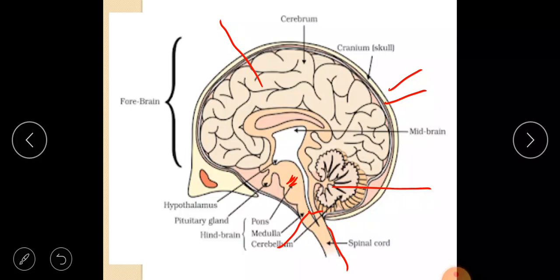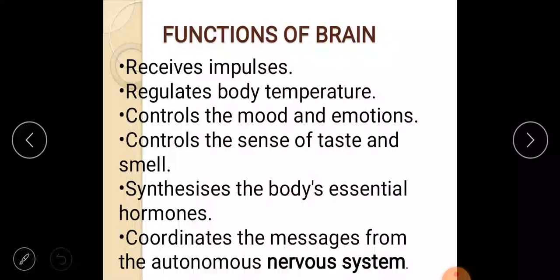In the exam, a diagram could be given, and then the various labeled parts with their functions can be asked of you. Or you can be asked to draw the diagram of the human brain. Functions of the brain: I've already discussed all the functions with you, but still, let me recapitulate some of them.